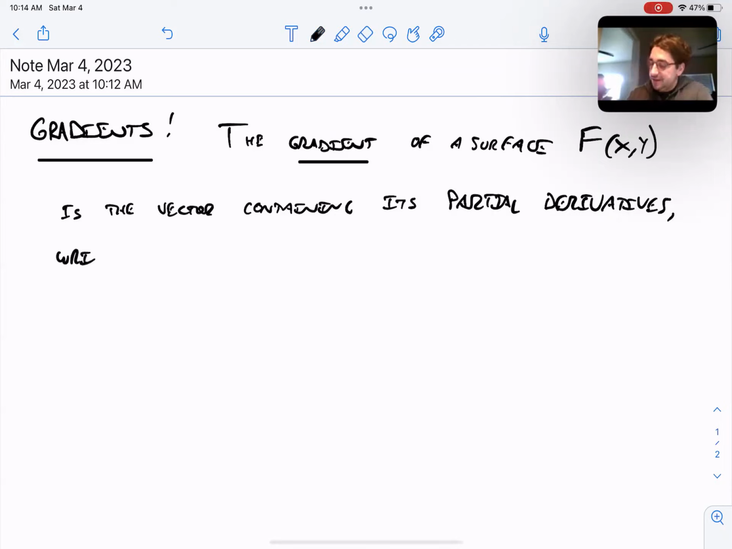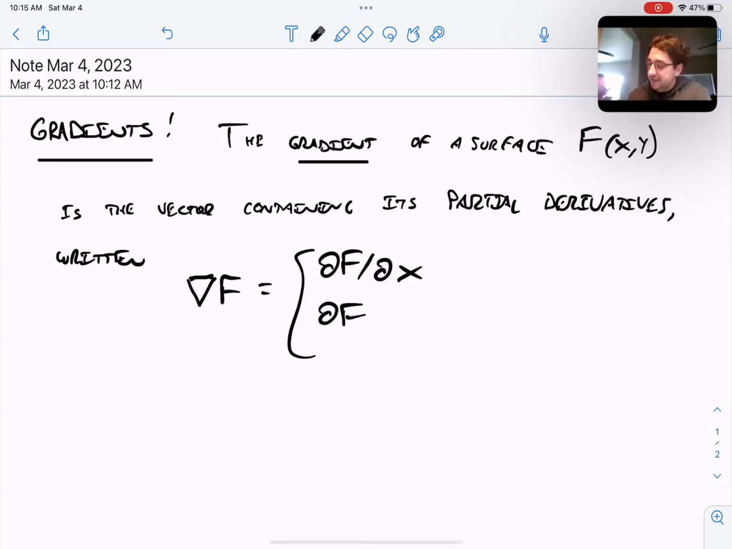How would you write that? So that's saying it in words. In math notation, it's written with this symbol for the gradient. And then if you write that out, what is there in the vector? It's partial x and partial y. So it's in the same order that the variables appear, you put those partial derivatives: partial x, then partial y.